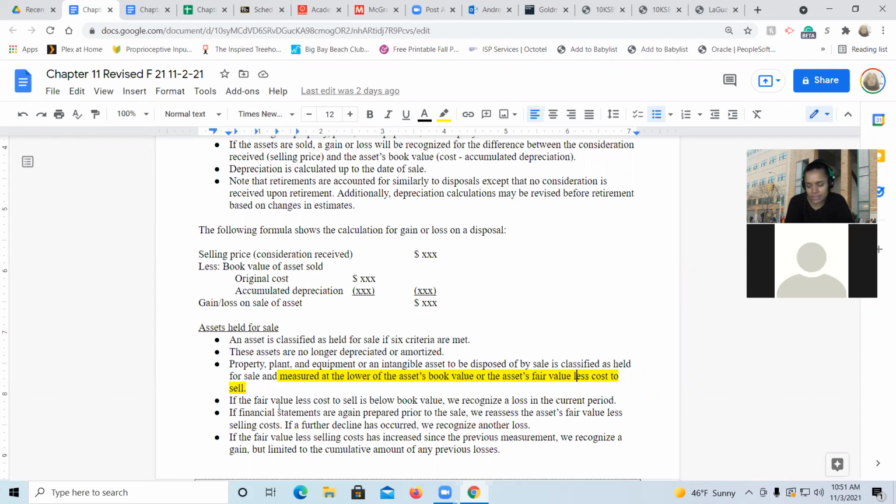And if the fair value less cost to sell is less than the book value, you have to take a loss immediately in the current period.